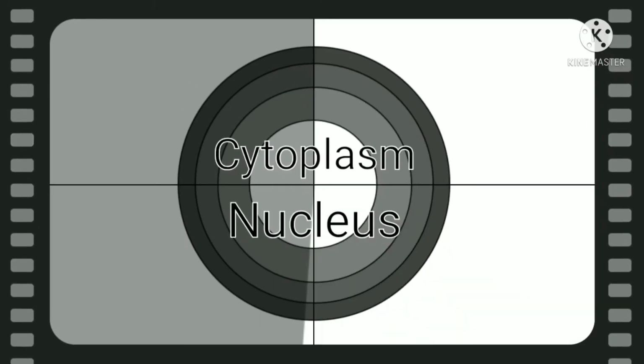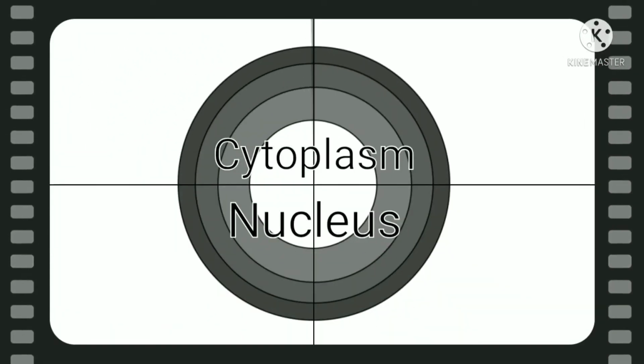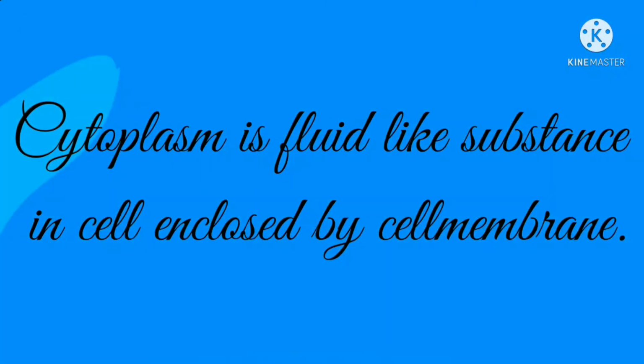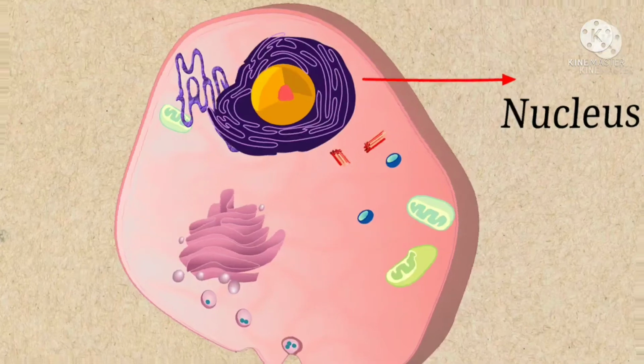Now we are going to learn two more topics, cytoplasm and nucleus. Cytoplasm is a jelly-like or fluid-like substance present in the cell. It is enclosed by the cell membrane here. What is this in the cell? It is nucleus. Nucleus is the control room of the cell as it controls all the functions in the cell. This nucleus is very important in the cell.